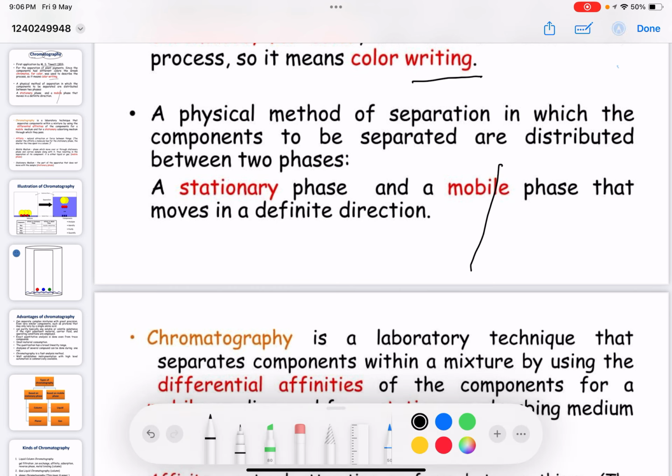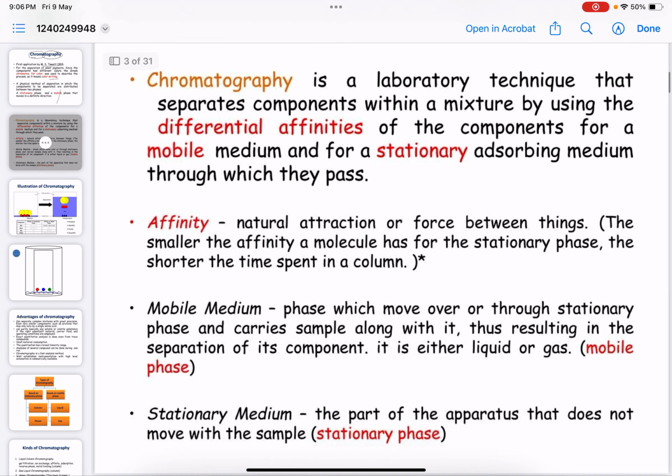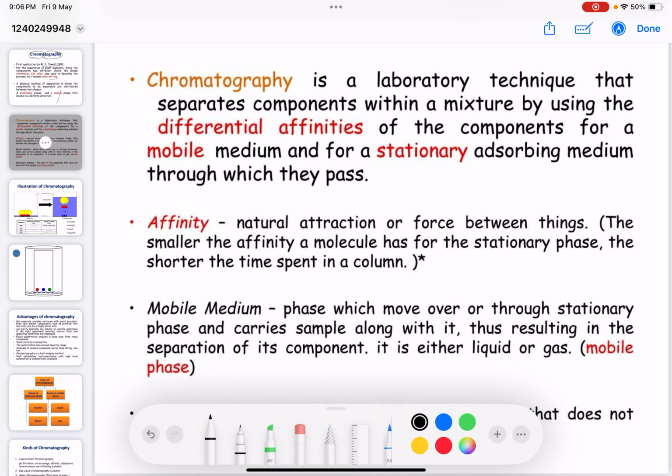Chromatography is a laboratory technique that separates components within a mixture by using the differential affinities of the components for a mobile medium and for a stationary absorbing medium through which they pass. So in this laboratory technique, we separate components within a mixture by using differential affinities.